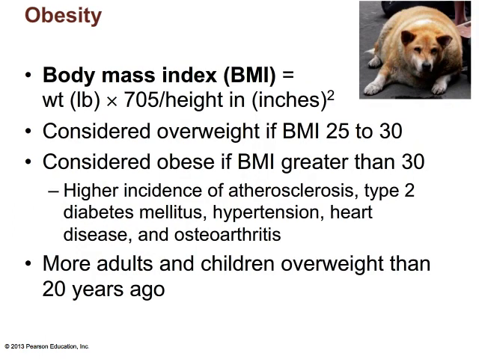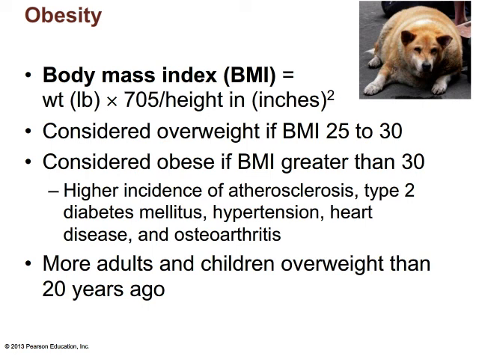Now, for most Americans, we tend to get more energy input than we do energy output, and this can result in obesity or a greater than normal body weight as a result of accumulation of body fat. And so one way to determine if somebody is obese is to calculate a body mass index. To do this, you simply take their weight in pounds and multiply that by 705 divided by their height in inches, and this will give you a number.